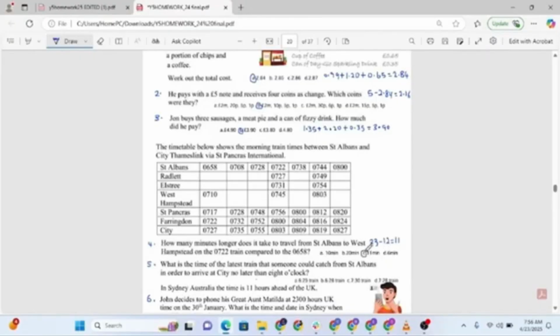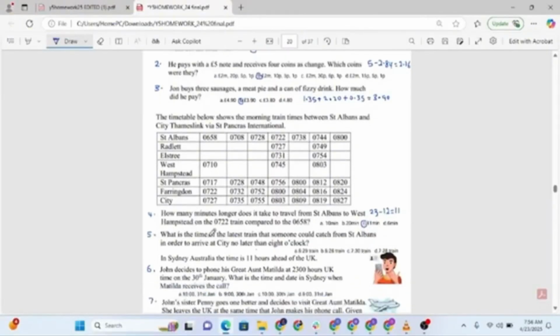Explanation. The 6:58 train leaves St. Albans at 6:58 and arrives at West Hampstead at 7:10. That journey takes 12 minutes. The 7:22 train leaves St. Albans at 7:22 and arrives at West Hampstead at 7:45. That journey takes 23 minutes. 23 minutes minus 12 minutes equals 11 minutes. So the difference in travel time is 11 minutes.